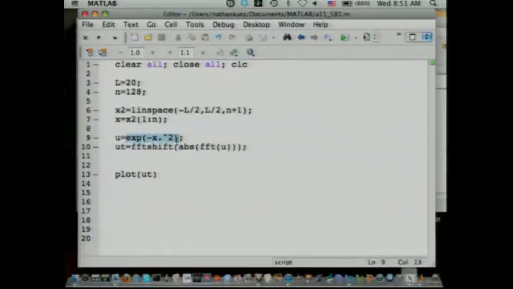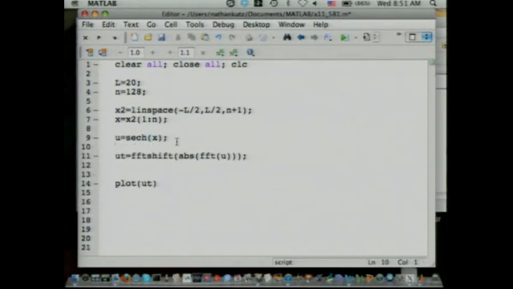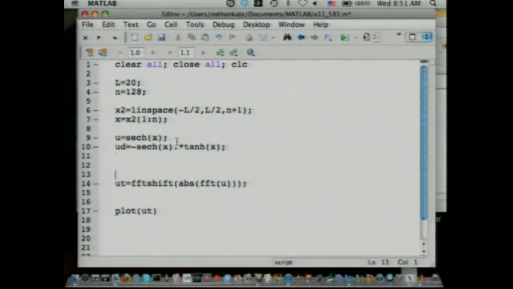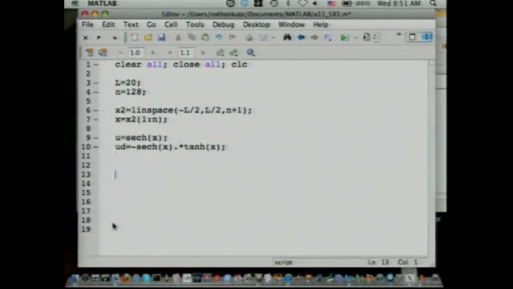The function I'm going to work with is my favorite. I don't know if you have a favorite. Sech, hyperbolic secant. It's a little bump as well. Very simple function. By the way, its derivative is minus sech times tanh. Now we're going to have a plot here of the function itself, x, u, and we'll make that in black, which is k. B is for blue. X, ud, and we'll make that in magenta. I like magenta. That's nice.